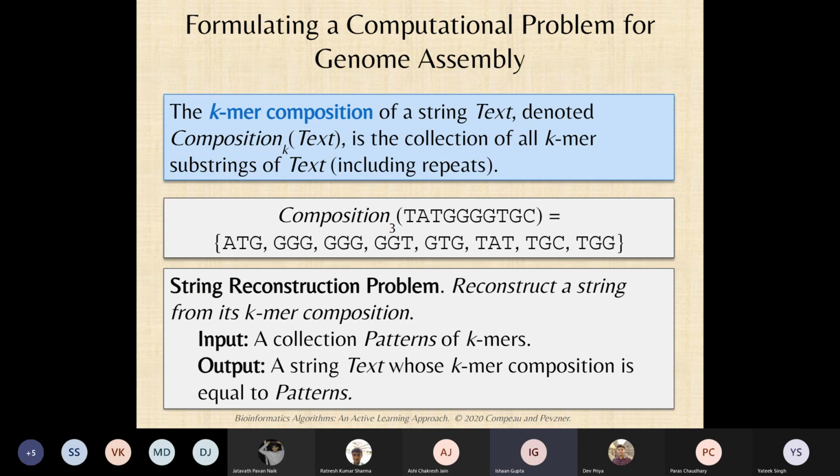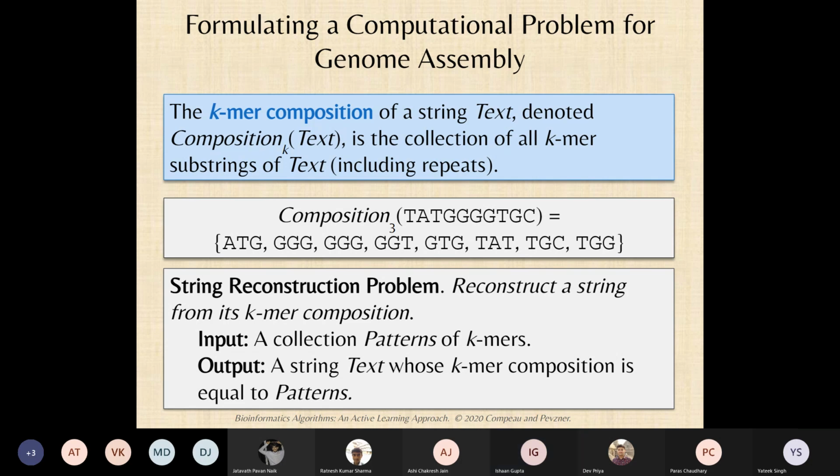All right, so the string reconstruction problem essentially is to reconstruct a string from its k-mer composition. How do we define it? You are given a collection of patterns of k-mers and you have to come up with a string Text whose k-mer composition is equal to Patterns. If you take a text, its composition is equal to the k-mers, the reads that you have got, and that's like a complete LHS equals RHS kind of formalism where you can write a clear algorithm.